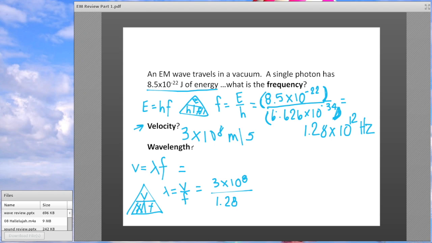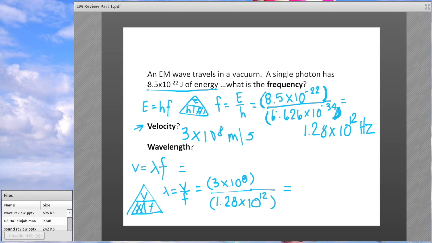And then if we want to do our wavelength, our velocity is wavelength times frequency. So let's put this in the triangle. We want wavelength. So we'll do wavelength is equal to V over F. So we'll do our 3 times 10 to the 8th over, what was that frequency we got earlier?